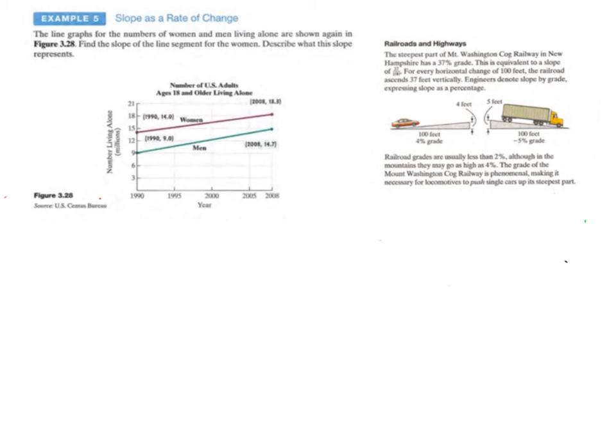If we're talking about grades, if you ever see that on a mountain as you're traveling, grades are determined by basically a rate of change. In this case, we have a change of 4 feet for every 100. If we take the 4 and put it over the 100, we get 0.04, which is a 4% grade change, and that's how they get the answer.